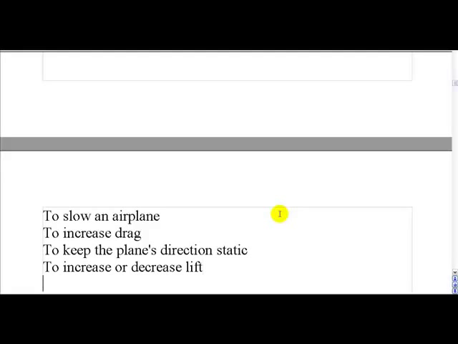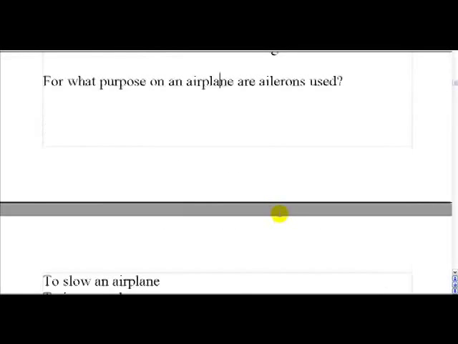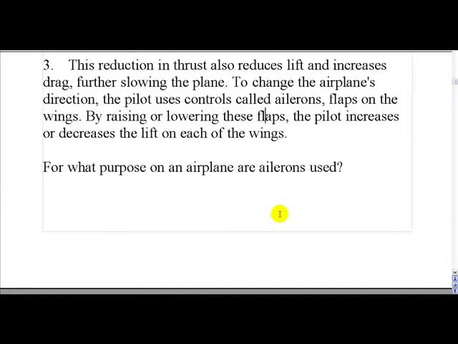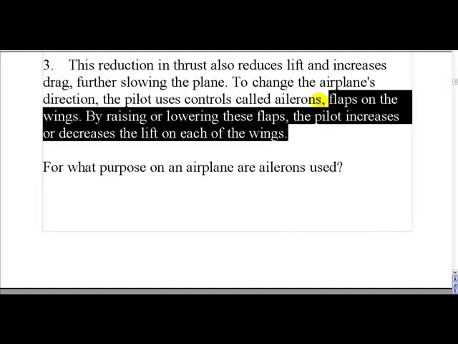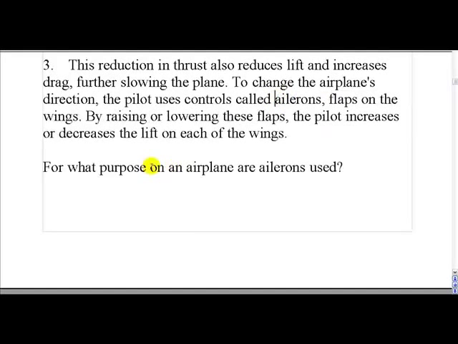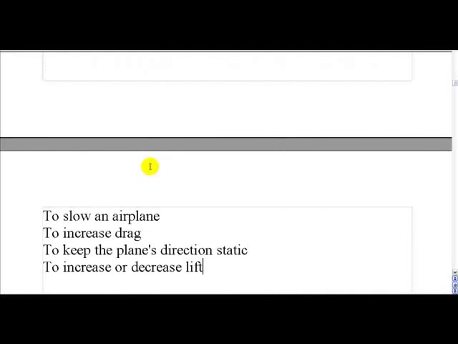So your last choice is your best choice, to increase or decrease lift, because it says the pilot increases or decreases the lift on each of the wings. So that's the purpose of ailerons. Again, do you see the point that I made earlier? My point was, do not, I'm begging you, do not stop when you don't understand a word. Don't stop reading, because if you see ailerons and you stop at this point, you don't see the rest of the sentence, which is important to helping you understand what this particular word is. Okay, let's go to another one. The next paragraph.